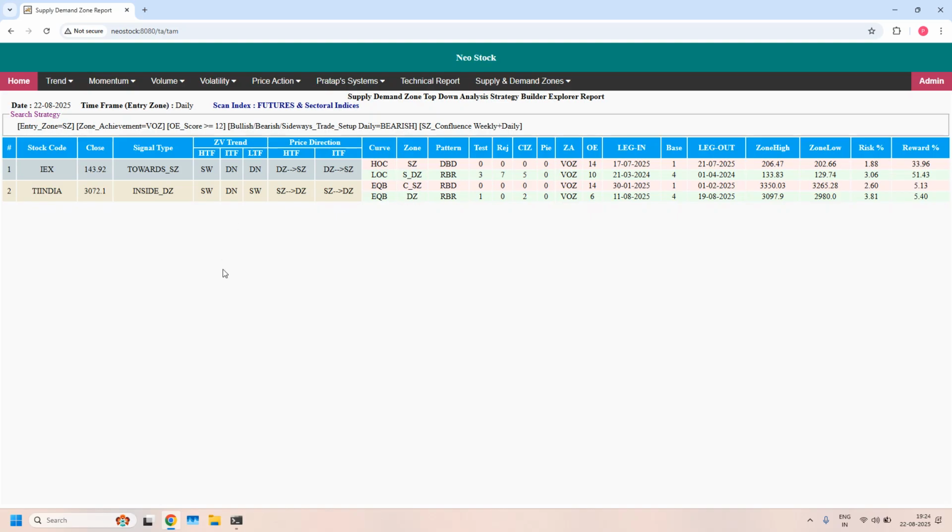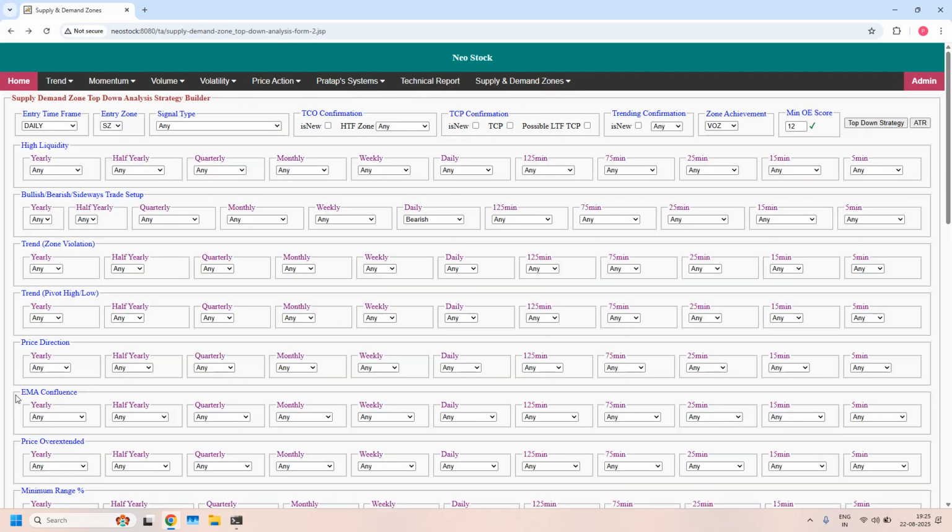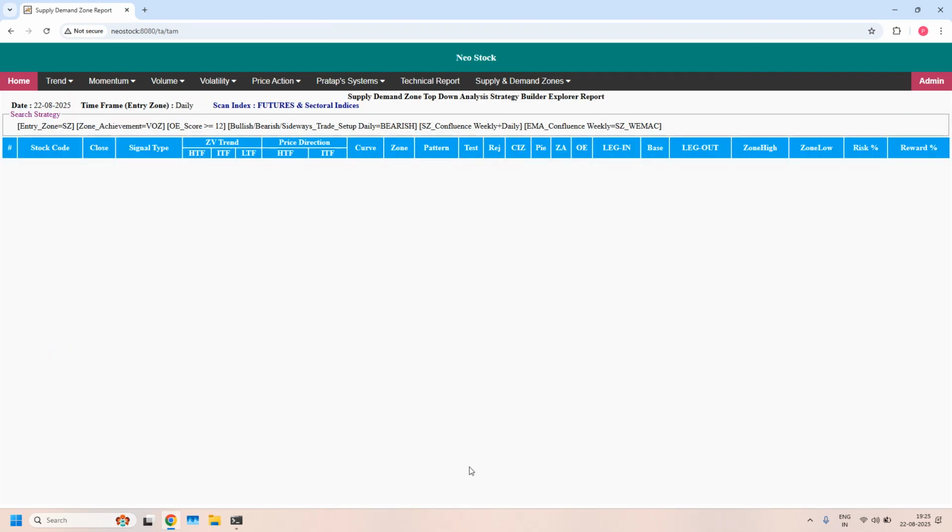So you can further filter based on weekly supply zone having weekly EMA confluence. Let me apply that filter. In the EMA confluence at weekly time frame, I am checking whether the weekly supply zone has weekly EMA confluence or not. So let us filter. None of the stocks have weekly EMA confluence. So this is about the bearish trade setup for monthly income trade.